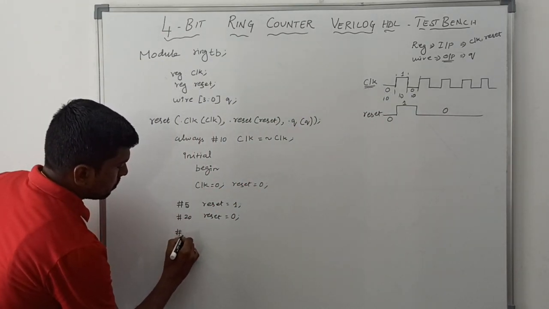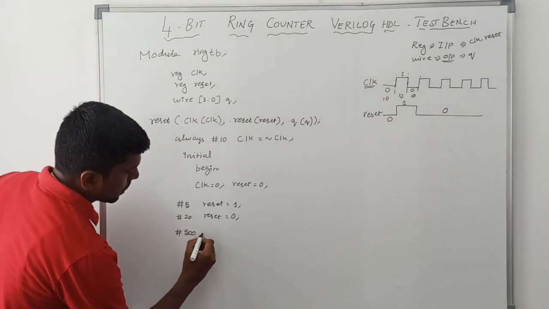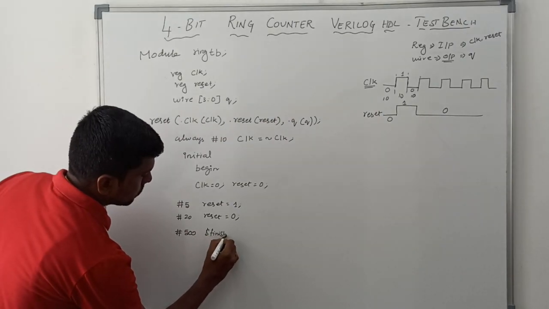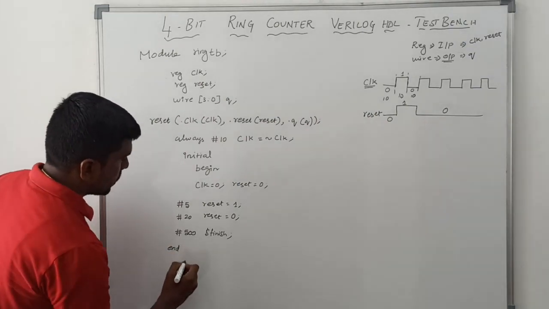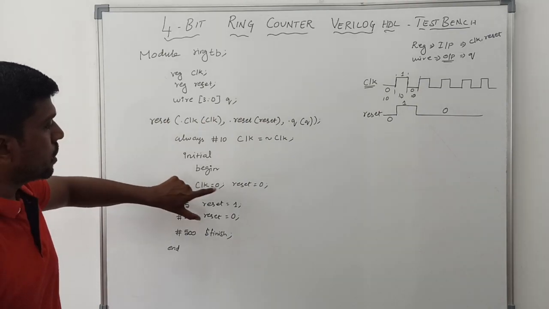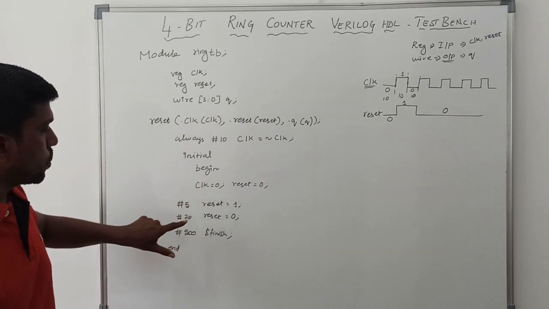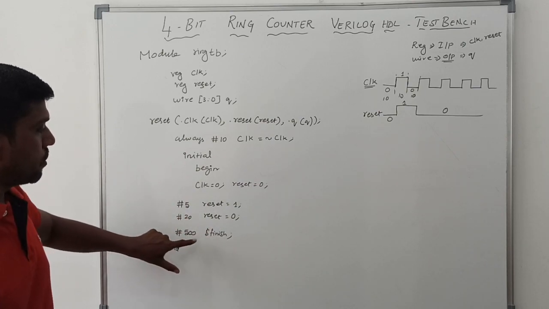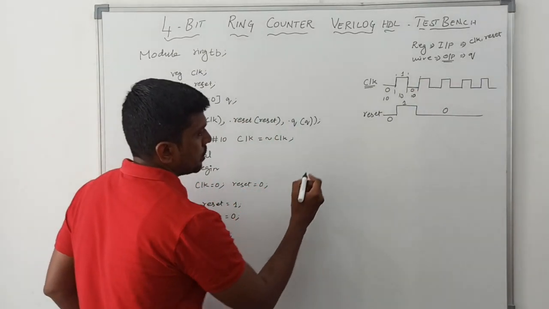Then I fix the time. Here the deadline is 500, so 500 nanoseconds or picoseconds, then finish the count. In these lines, first you set clock value 0 and reset value 0. Then after 5 time units, reset goes to 1. After 20, reset goes to 0. Then 500 is the deadline for counting. Then we are going to monitor the result.